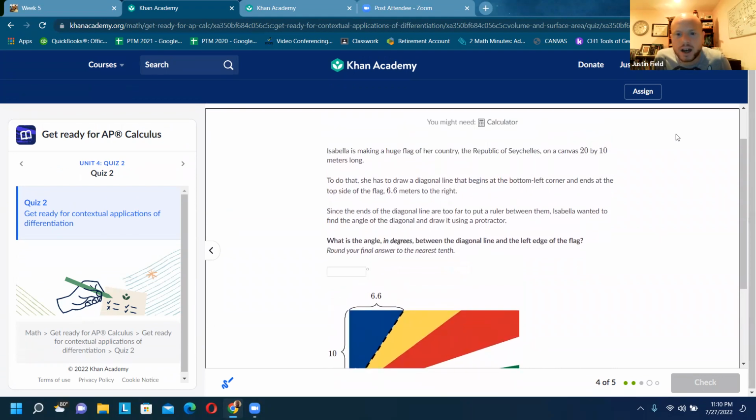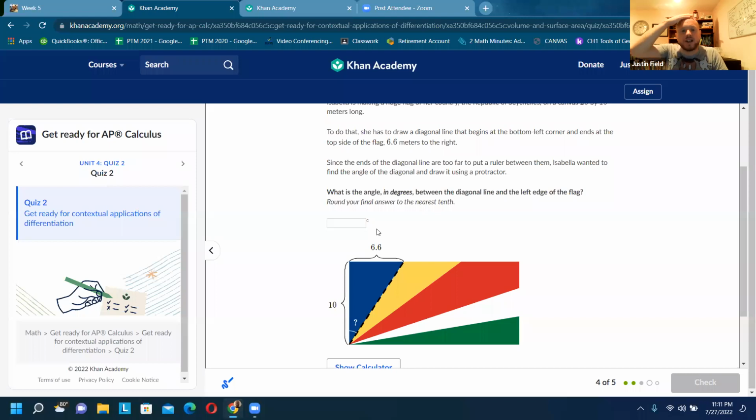Isabella is making a huge flag of her country, the Republic of Seychelles, on a canvas 20 by 10 meters long. To do that, she has to draw a diagonal line that begins at the bottom left corner and ends at the top side of the flag, 6.6 meters to the right. Since the ends of the diagonal line are too far to put a ruler between them, Isabella wanted to find the angle of the diagonal and then draw it using a protractor. What is the angle in degrees?